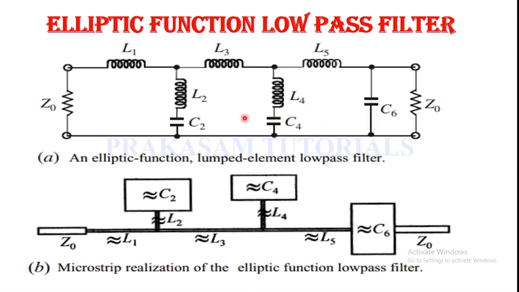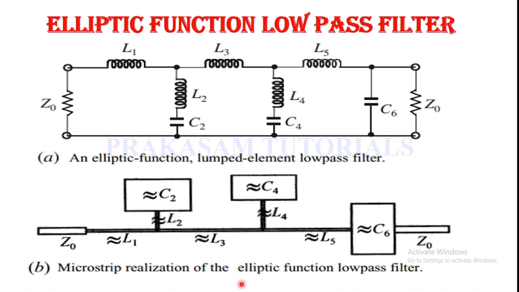Figure A shows an elliptic function lumped element low pass filter that has two series resonant branches connected in shunt that short out transmission at their resonant frequencies and thus give two finite frequency attenuation poles. And the second figure is the microstrip realization of the elliptic function low pass filter.